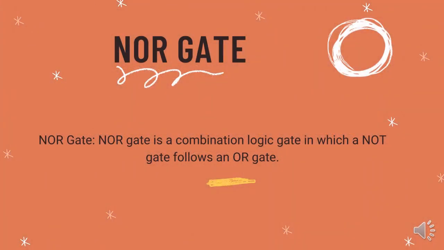So, what is a NOR gate? We already know from the previous lecture that a NOR gate is a combinational logic gate in which a NOT gate follows an OR gate. In this session we will learn how we construct a NOR gate using discrete circuit components.